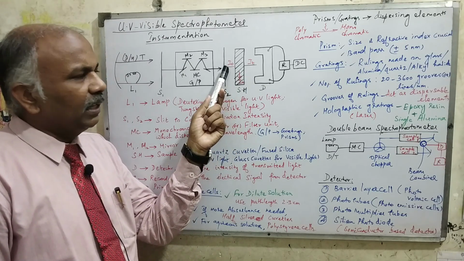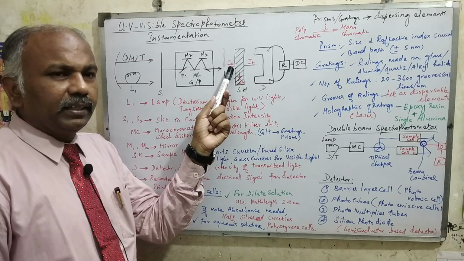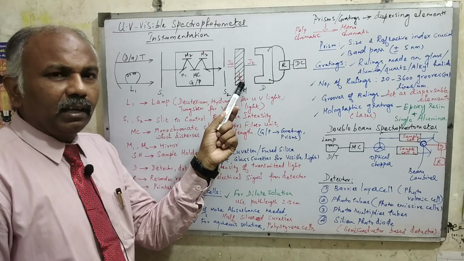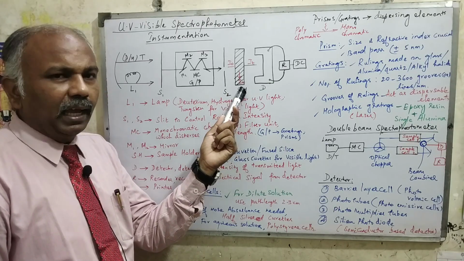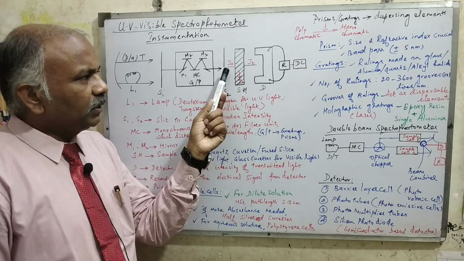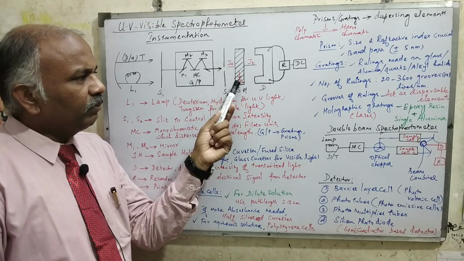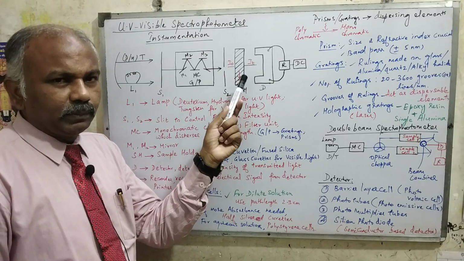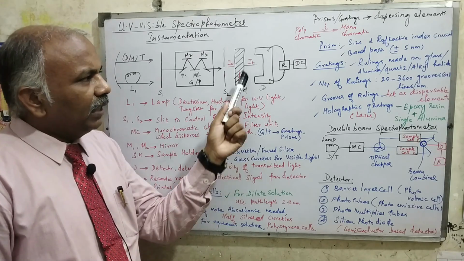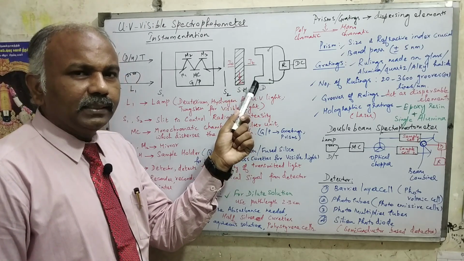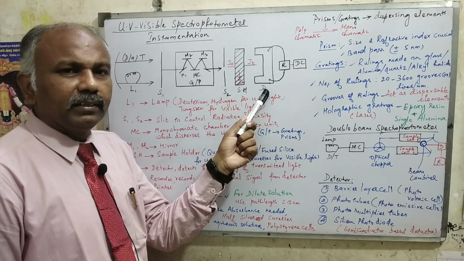This is the intensity of incident light radiation hitting your sample cell, and some of the light radiation is absorbed by the sample, which I have given as IA, and some of it is transmitted. Suppose 100% radiation is coming in and 20% gets absorbed, then 80% of the light radiation will be transmitted. The transmitted light radiation will be falling on the detector.